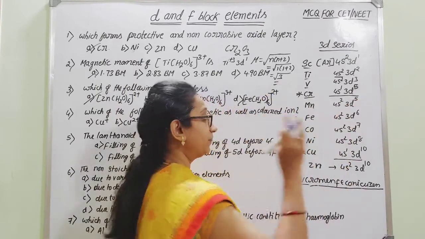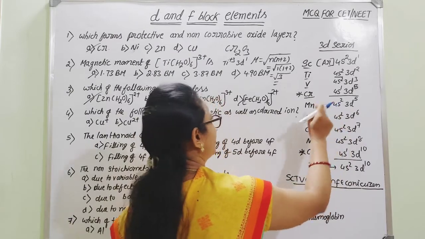Again, there is presence of 4 unpaired electrons. It is also colored, it is not colorless.